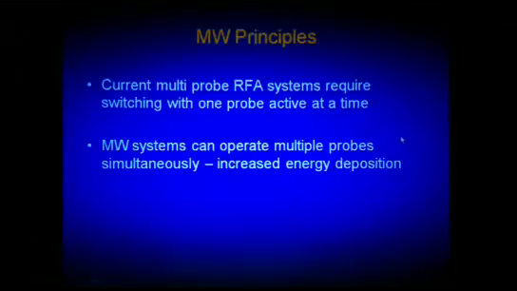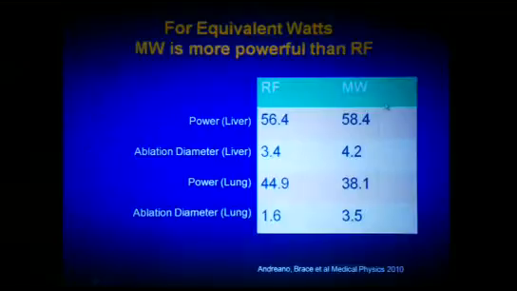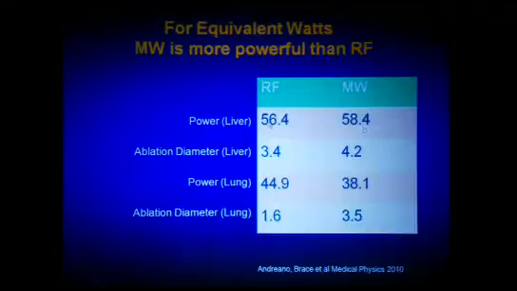The other disadvantage in using radiofrequency ablation is you have to ablate one unit at a time. There's a switching device that can be used for each probe to actively be active at one time. With microwave ablation, you can use multiple probes simultaneously, getting a more synergistic effect. Power for power, if you look in microwave ablation and radiofrequency ablation, with equivalent powers or near equivalent powers, you get a bigger diameter of lesion that you're ablating within the liver and within the lung. So it's a much more powerful tool that we use.